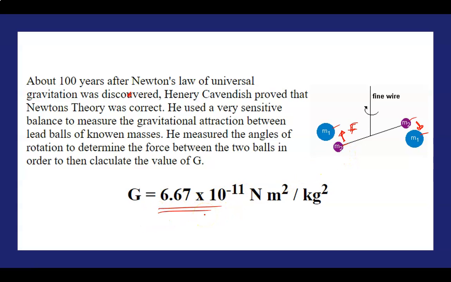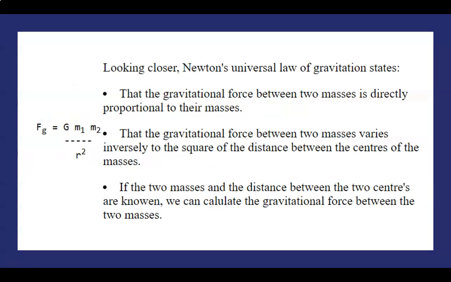Found G to be 6.67 times 10 to the negative 11 newton meter squared per kilogram squared, and this is a value that has been identified repeatedly again and again. So looking closer, it states that the gravitational force is directly proportional to two masses, right? Fg is proportional to m1 m2. The gravitational force between two masses varies inversely to the square of the distance between the centers. Fg is equal to something over r squared. And if the two masses and distance are known, we can calculate the gravitational force between them because we now have G.